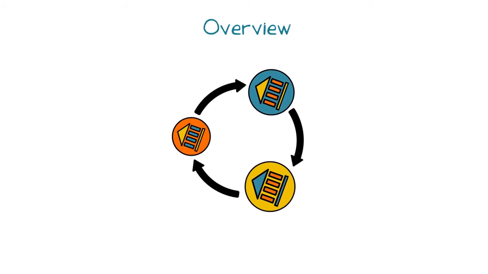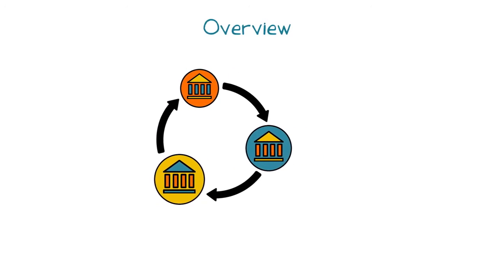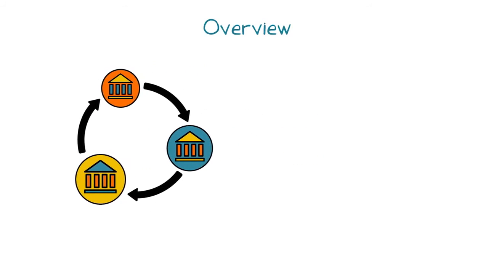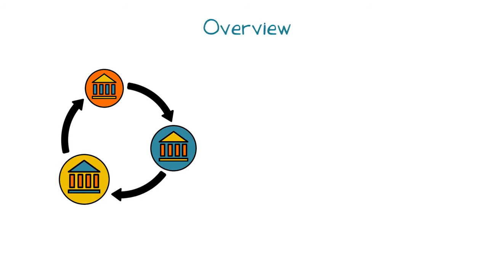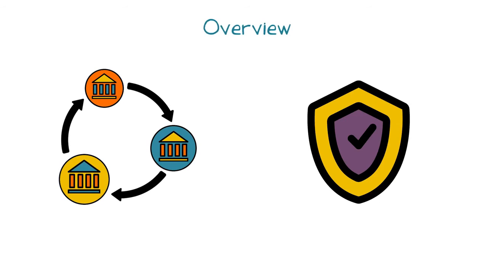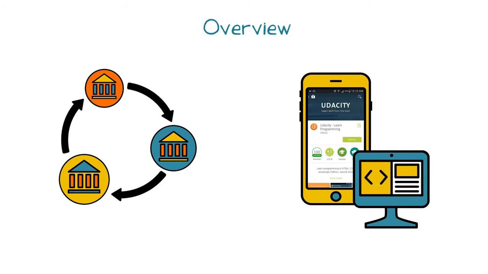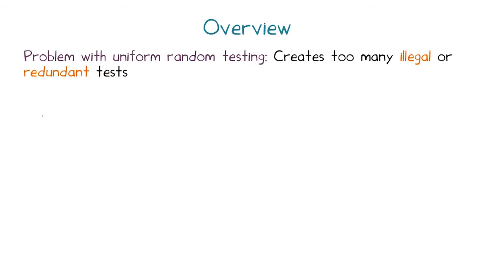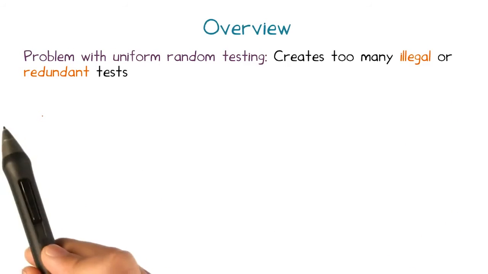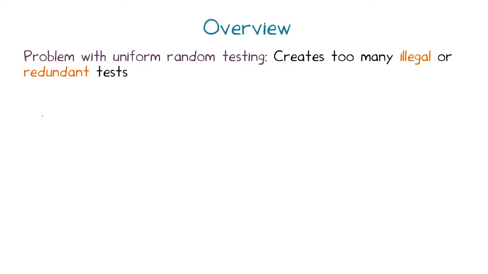While uniform random testing was suitable for the applications in the previous lesson, such as security testing and testing of entire systems like mobile apps or concurrent programs, here we want to generate a concise yet diverse test suite for testing a library. A major problem with the uniform random testing approach here is that it would create too many illegal and redundant method sequences. We will see examples of such sequences shortly.